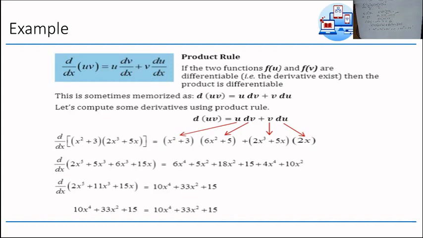Okay, next, collect like terms. We have 6 plus 4, we have 10x to the fourth. 5, 18, 23 plus 10, so we have 33x squared, and then what's left will be plus 15. So this is our answer.